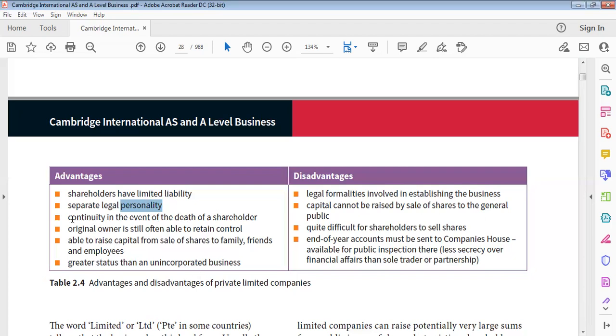Next one, continuity in the event of death. I've also explained this. These three things are the main common features. There are other advantages as well. You are able to raise capital from the sale of shares to family, friends, and employees, people whom you know. That means you can raise money.